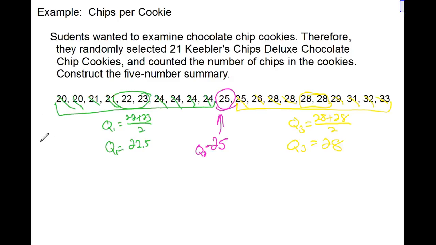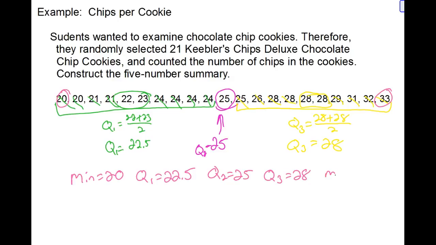The other two numbers of my 5-number summary are my minimum and my maximum. So for my 5-number summary, I have my minimum, which is 20, my Q1, which is 22.5, my Q2 or my median, which is 25, my Q3, which is 28, and my maximum, which is 33. Finding the 5-number summary is going to be extremely helpful whenever looking at other items. But this is how we find our 5-number summary.